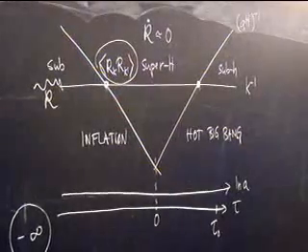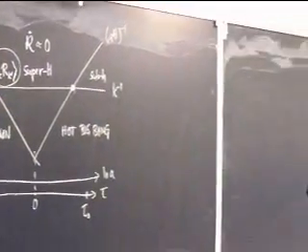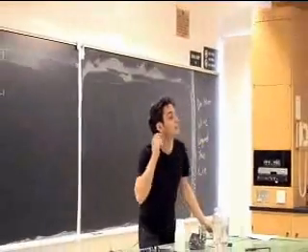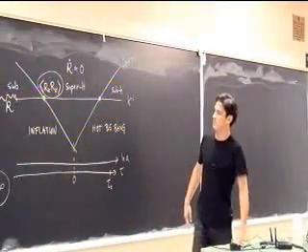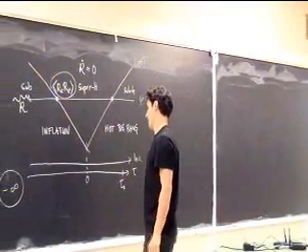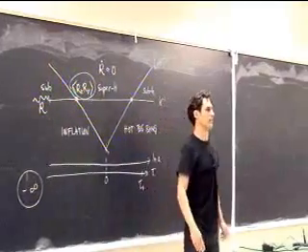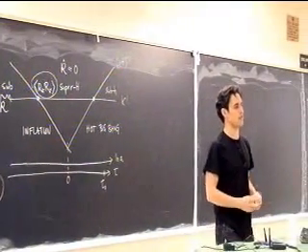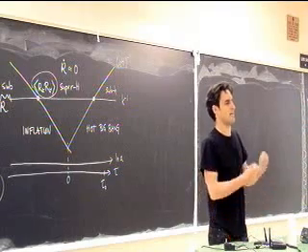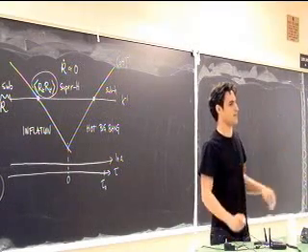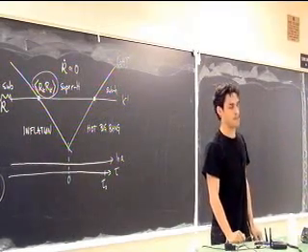Would there be some modes which would just go under? Oh, under here? In principle, yeah. Those would be modes that would still be sub-horizon all the time, and they would never be classical modes. They would always be like quantum fluctuations.